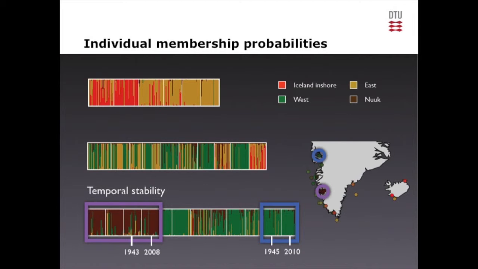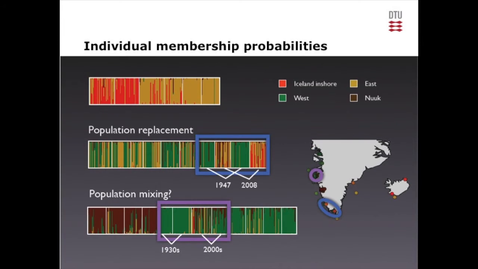In some areas, like around the Nuuk area, you have temporal stability: you see the same population is still there over time, both here and also to the north here. But in other areas, you actually see major changes. In some areas, you see population replacement. Like here, you have the green population first, and now it's more Icelandic fish. And in other areas, you see something that looked really pure, like it was only the green fish, but now it appears that there's a lot of population mixing going on in that area over time.